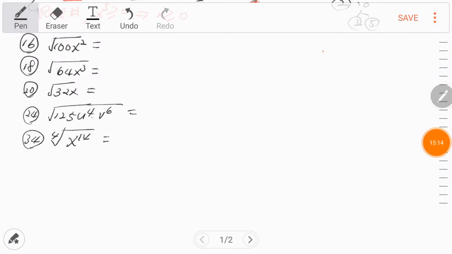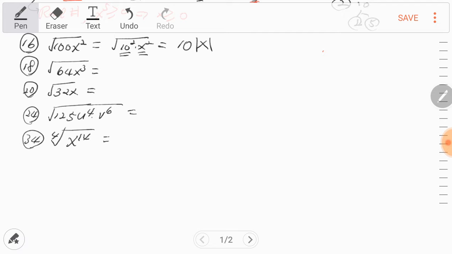Let's do some exercise. Okay, number 16 is square root of 100x squared. The index is even. Okay, keep in mind that index is even. Then 100 is 10 squared times x squared. So if the radicand has power 2, then we can take the base out. Make sure the base has to be positive. So 10 is already positive, so take the base 10 out. How about x? We can take this x out, but make it absolute value.